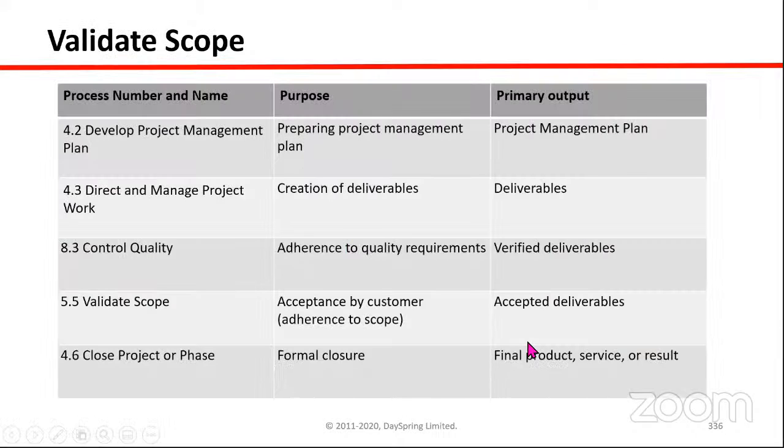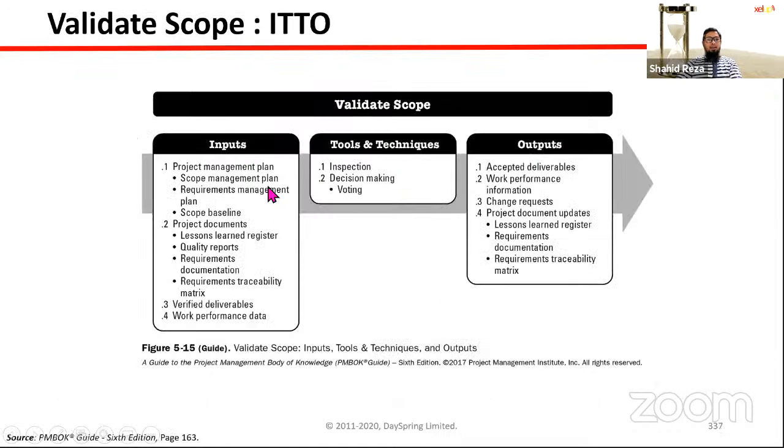All right. So the same thing I have actually explained in the table. Let me discuss the ITTO of validate scope. So can anyone tell me, here in the inputs, what is the main input? There are a lot of inputs we are seeing. What will be the main input here?